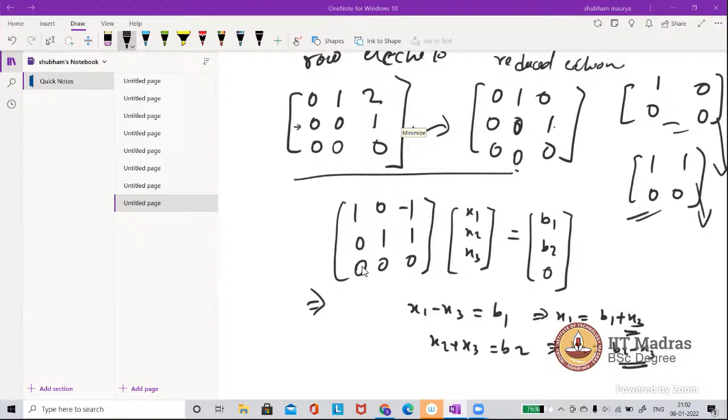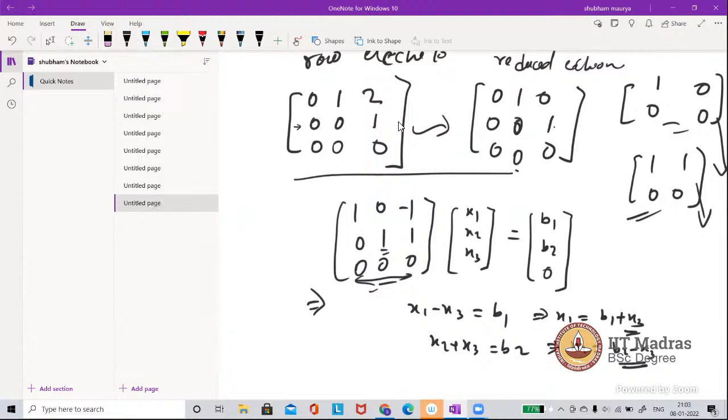Please unmute yourself. Okay. So whenever there is a pivot element in some row, those variables are dependent variables. So the first pivot element is in the first row, so x1 is dependent. The second pivot element is in the second row, so x2 is dependent. Now there is no pivot element in the third row, right? Because the third row is totally 0 here. So that variable x3 is free.